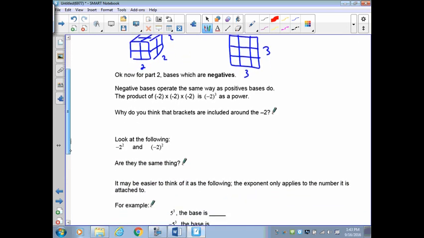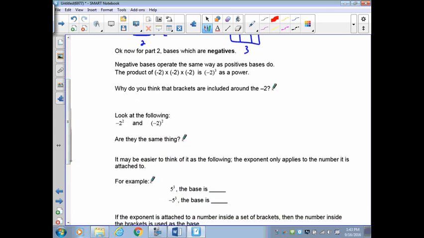So far we have used positives. So now let's talk about negatives. The negatives are very, very tricky. The most important thing for you to understand when dealing with negatives is when does the negative sign get included and when does it not get included.